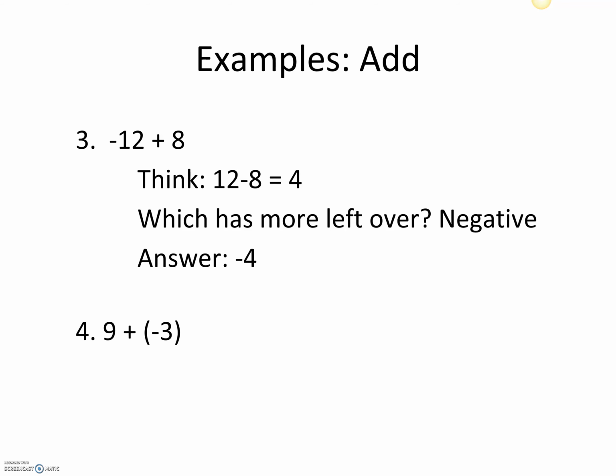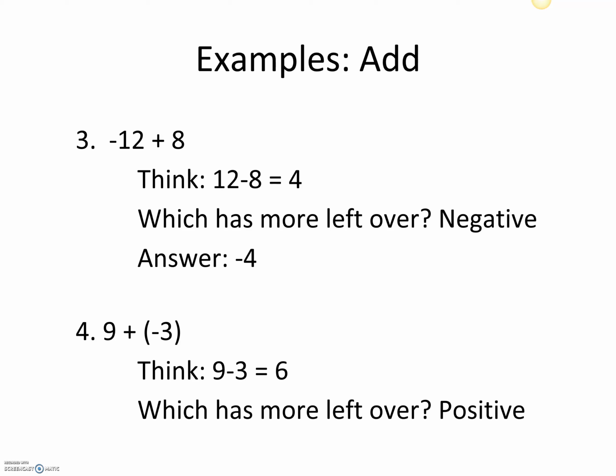Finally, we have 9 plus negative 3. Again, we have opposite sign addition, so we're going to first think about 9 minus 3, which equals 6. Which has more left over? In this case, positive, because it's the positive 9. When we're doing the canceling, there's going to be more positives left over. And so our final answer is going to be positive 6.